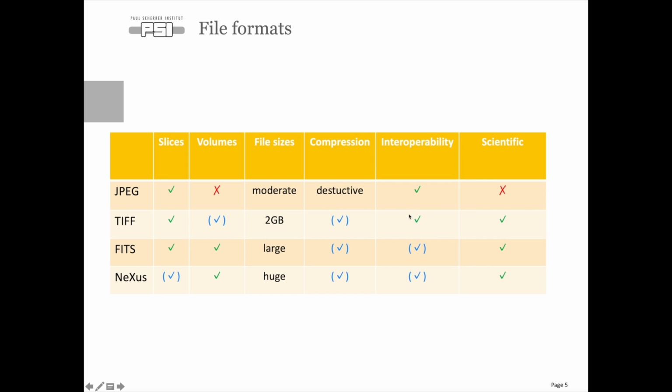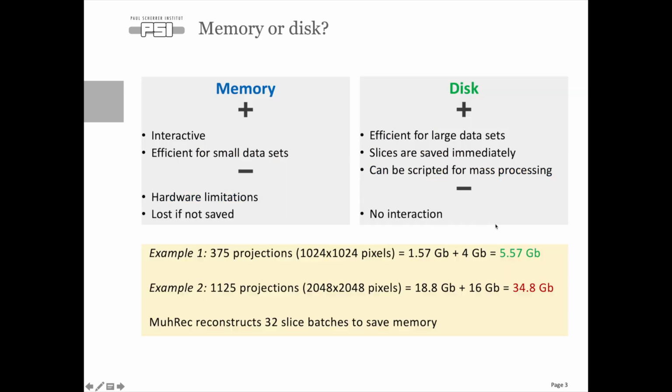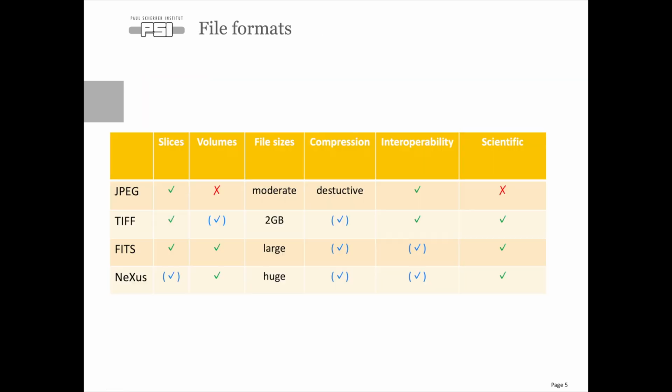Interoperability is pretty good. Most software can handle TIFF, so that's also good. And for scientific purposes, it's a great format. You can store floating point, you can store down to 1-bit images. So you have a very big flexibility in the TIFF format.